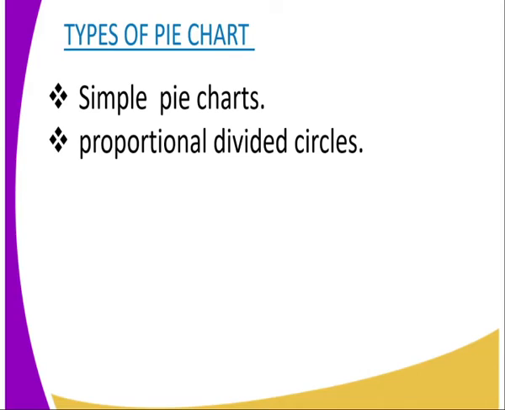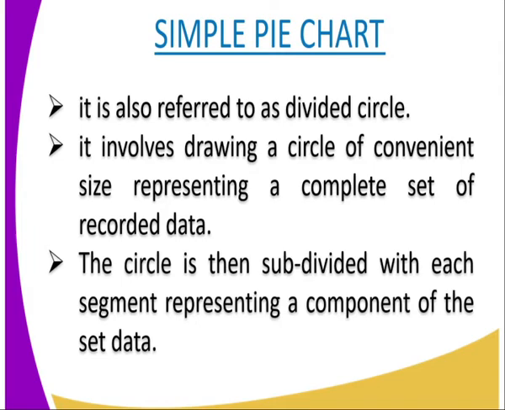There are two types of pie charts: the simple pie charts and the proportional divided circles. Let's start by looking at the simple pie chart and how we are supposed to draw it. It is also referred to as a divided circle. It involves drawing a circle of convenient size, either using the radius if you are given it, or choosing a convenient size, representing a complete set of the recorded data. The circle is then subdivided with each segment representing a component of the data that has been recorded.